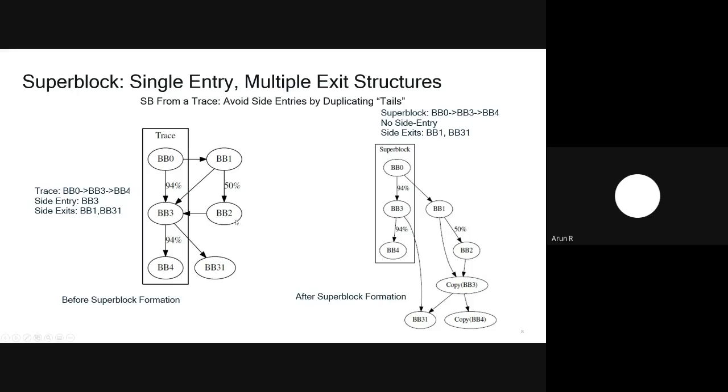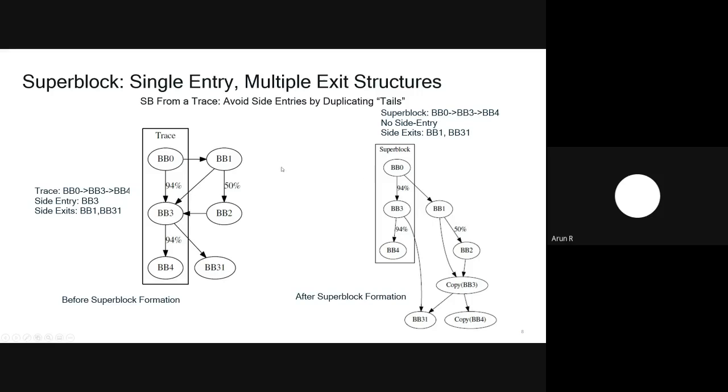transform this code into a Superblock, which has a single entry and multiple exits? We do this by duplicating code. For instance, this code is transformed to this code, where you can see that there is only one entry into the trace, and that is BB0, and we only have side exits. I mean, we can enter this superblock only through BB0 and not through any other basic block like BB3, for instance, here.